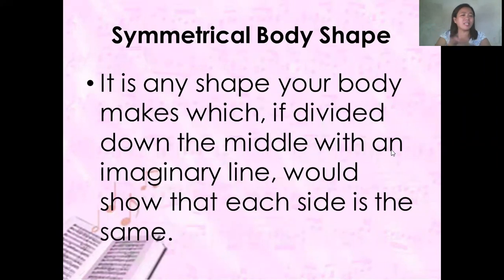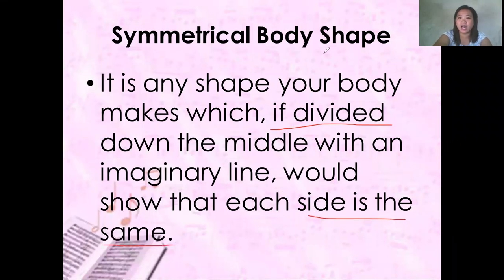Okay, but what is a symmetrical body shape? It is any shape your body makes which, if divided down the middle with an imaginary line, would show that each side is the same. Again, a symmetrical body shape, if divided, is still the same.